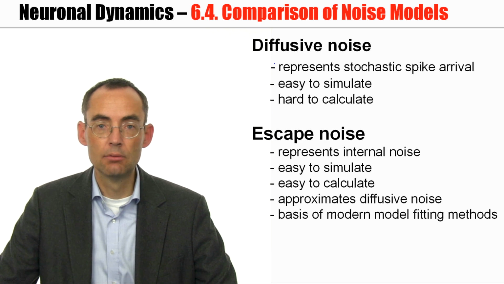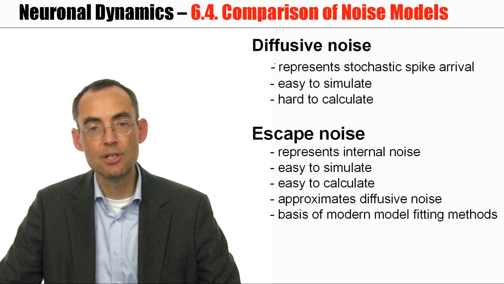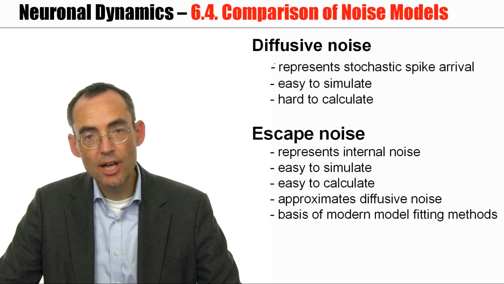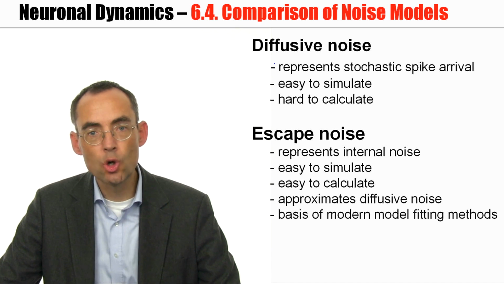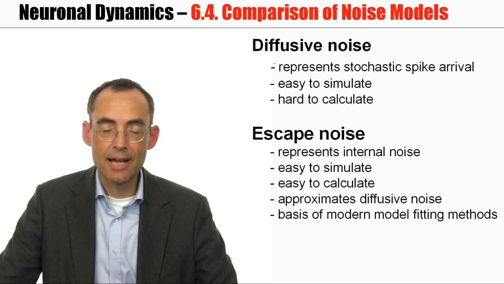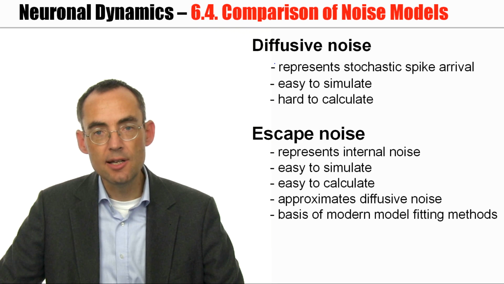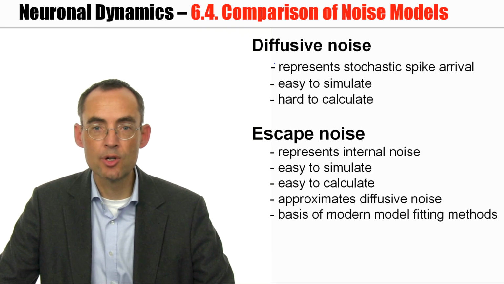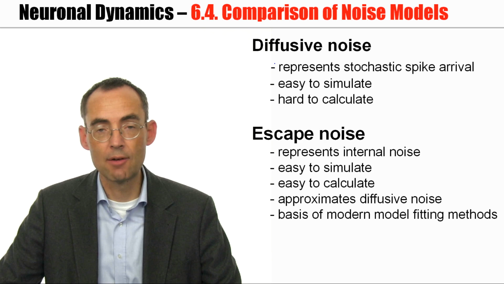The escape noise model, well, for the escape noise model, calculating this very same quantity is easy. It does not have the interpretation of stochastic spike arrival. At the start, it's more like an internal noise model. However, as we have seen, with the appropriate choice of escape rate, the escape noise model gives a very good approximation to the diffusive noise model, and therefore indirectly accounts for stochastic spike arrival as well.